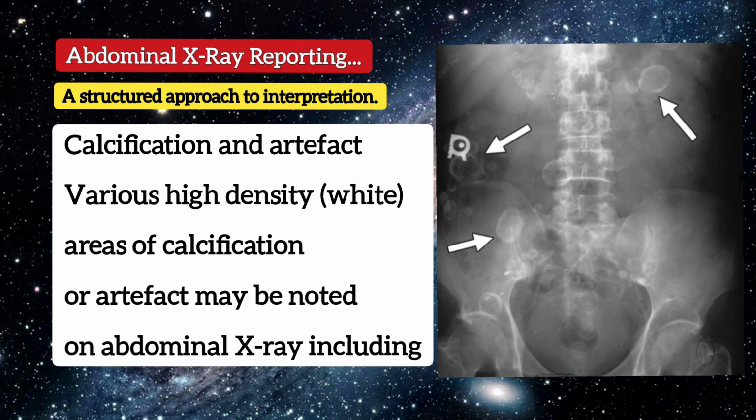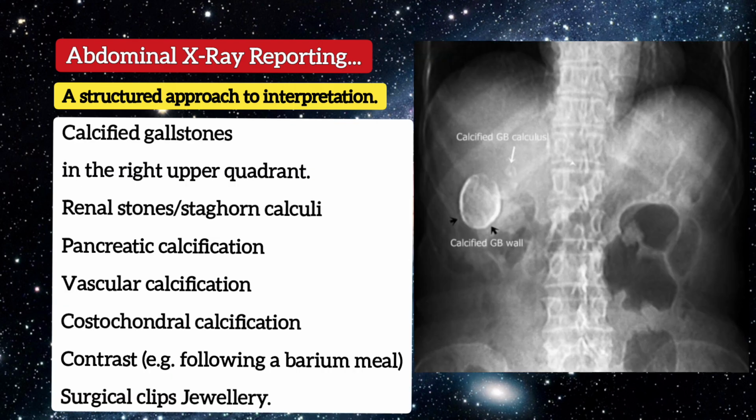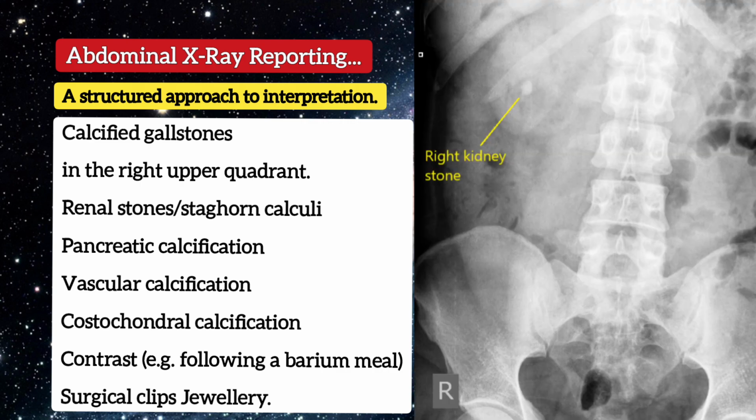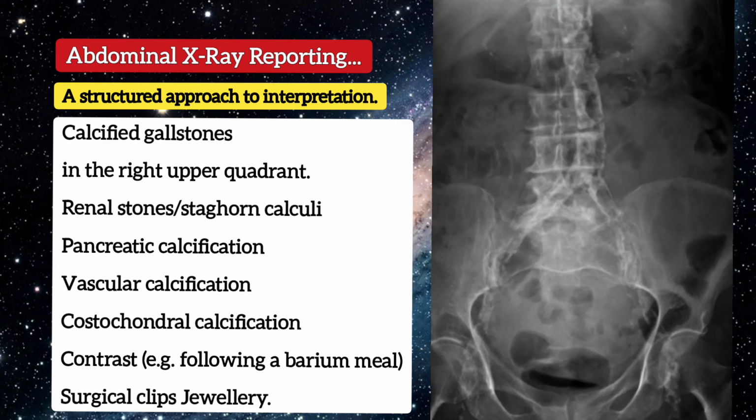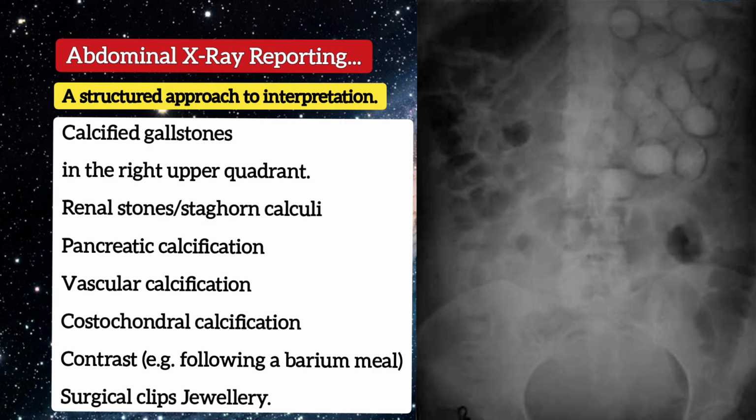Calcification and artifact. Various high-density white areas of calcification or artifact may be noted on abdominal X-ray, including calcified gallstones in the right upper quadrant, renal stones, staghorn calculi, pancreatic calcification, vascular calcification, costochondral calcification. Contrast, for example following a barium meal. Surgical clips, jewelry.